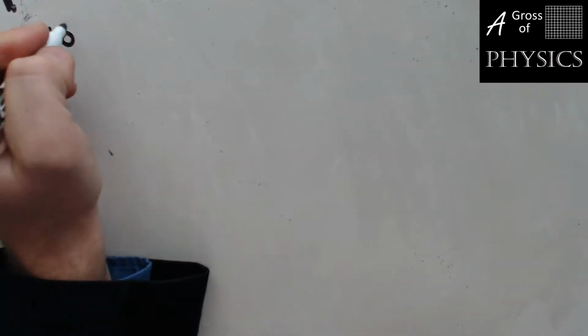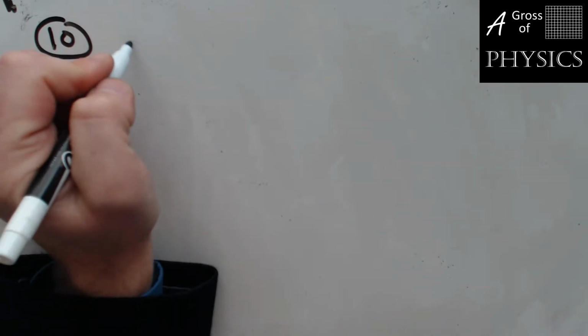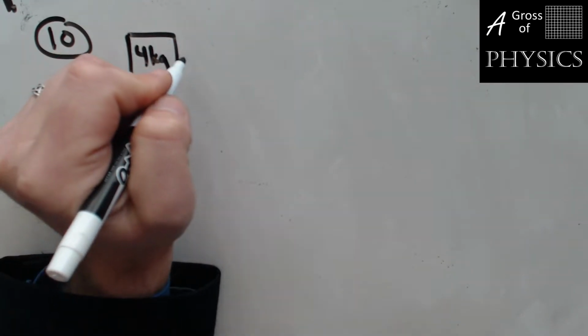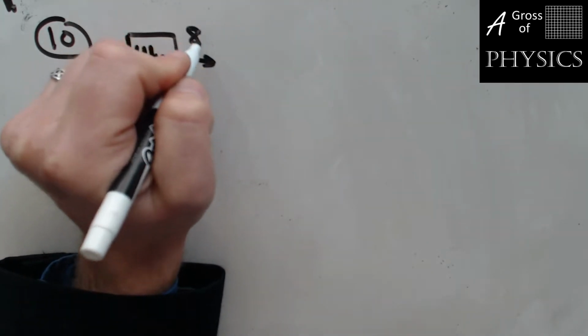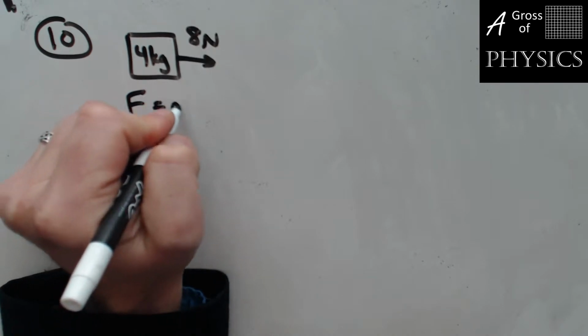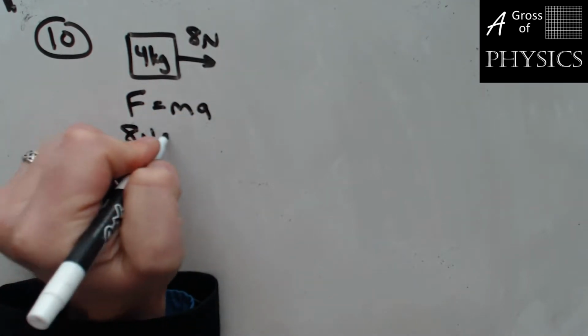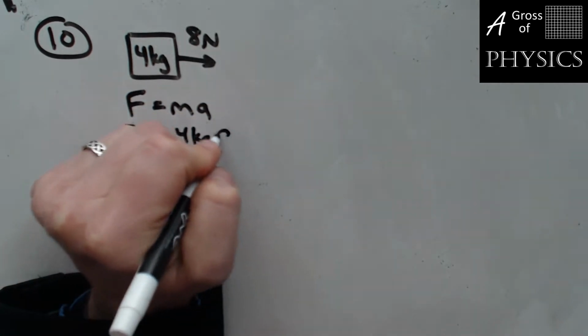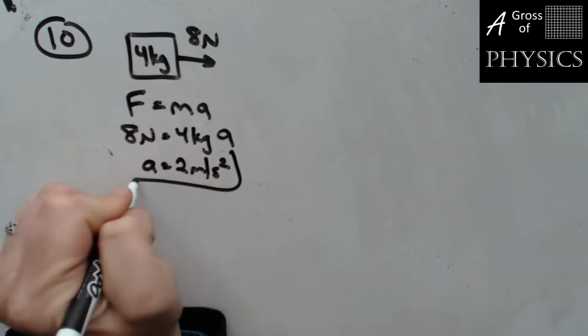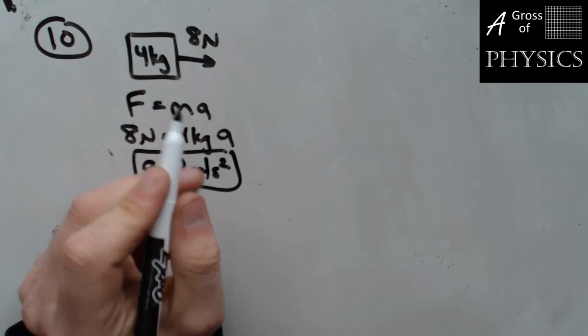Number 10. All right, we have a diagram. There's a 4 kilogram block, and we have an 8 newton force acting on it. What's the acceleration? Well, F equals ma. 8 newtons equals 4 kilograms times a. a is 2 meters per second squared. So, choice 2.